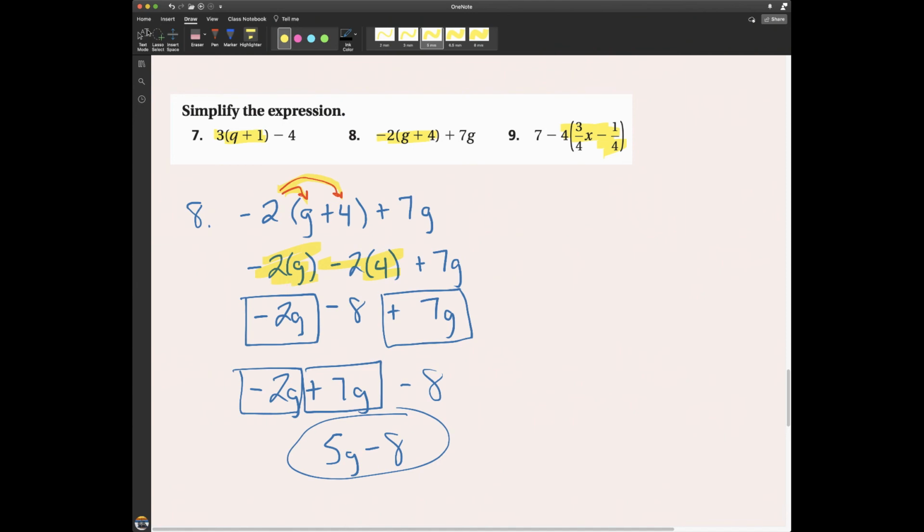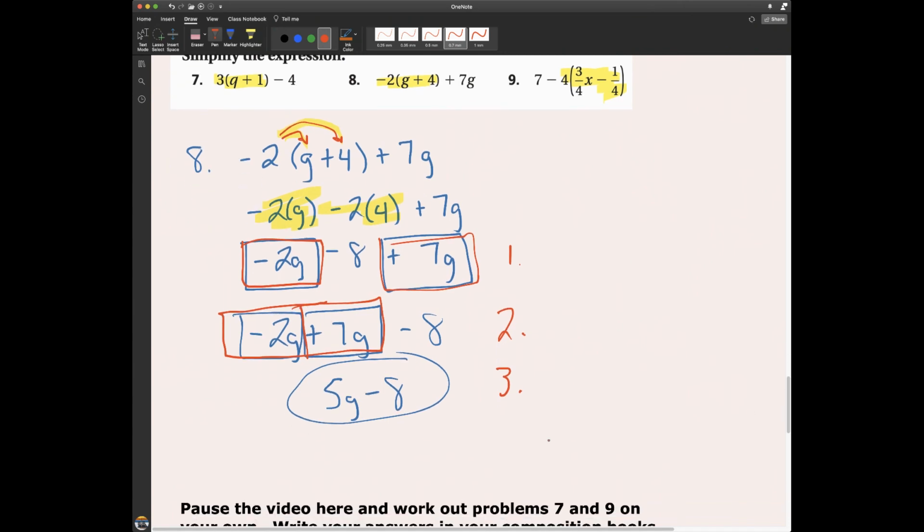And then I just go through the steps from above. Step 1, I identify my like terms. Step 2, I put those like terms together. Step 3, I combine the like terms. And then for step 4, I have 2 questions. Are there parentheses? No. Are there any like terms? No. Then this answer is in simplest form.